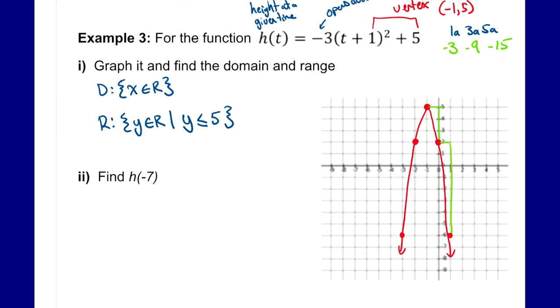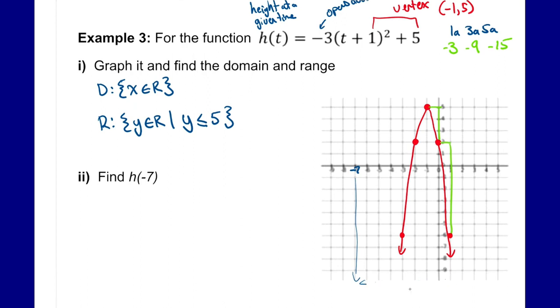The second part says find h at -7, or basically find the height at the given time of -7. So find the height at -7. Now, if we had a graph, we could just go over to -7 and go down until we touch our function and find out whatever that value is, right? Whatever that horizontal value is, right? And that would be the answer. Unfortunately, with our graph, we don't see that.